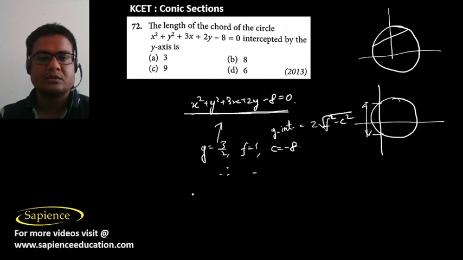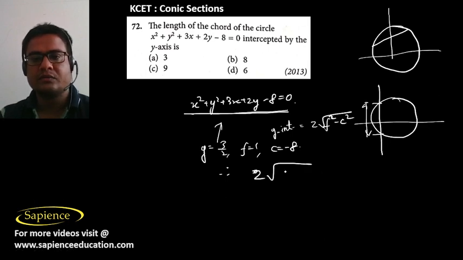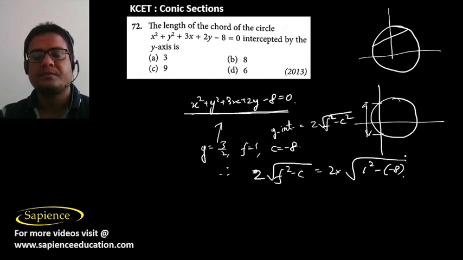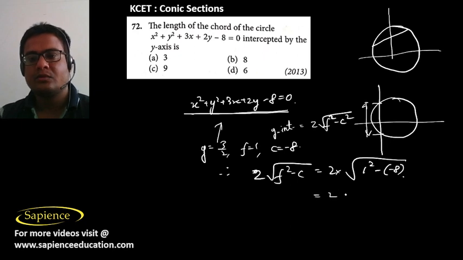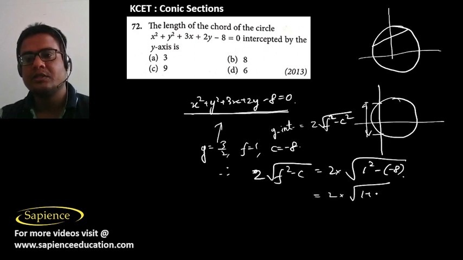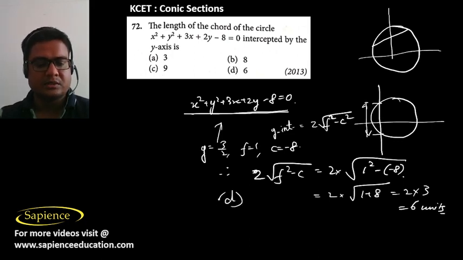So it will be 2 square root of f square minus c. That will be 2 into square root of 1 square minus of minus 8. So this will be 2 into square root of 1 plus 8, that is 9. So 2 into 3, that is 6 units. So option D is the correct answer.